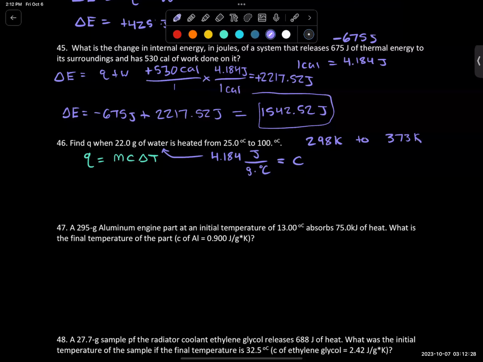The delta just means the change in, so you do final minus initial. The final minus initial would be 373 minus 298 equals 75 Kelvin. And if you just did that with these two, you would get a change of temperature of 75 degrees Celsius. See that? So that's why it doesn't matter whether it's in Kelvin or Celsius, but that's only for these problems.